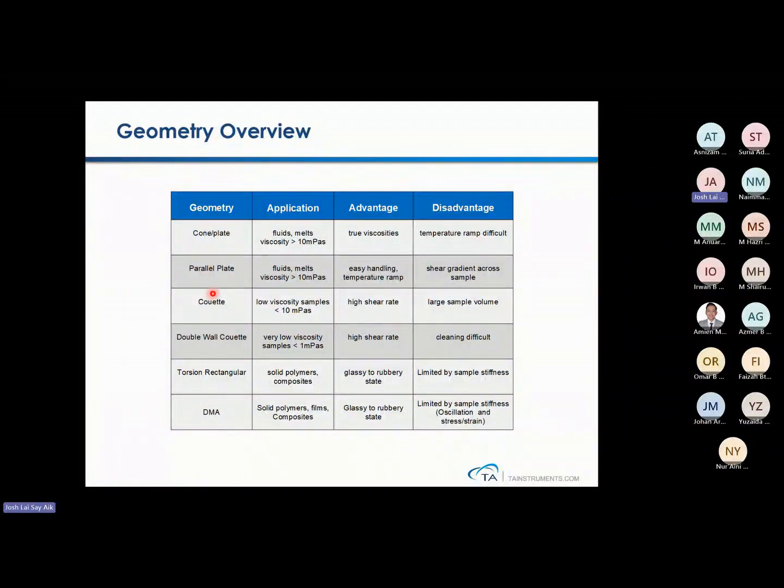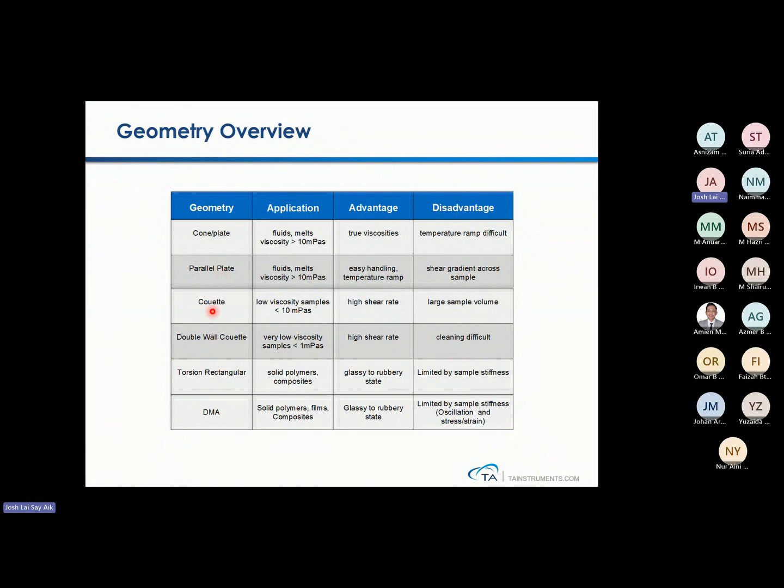For parallel plate, similarly, you can measure fluids and melt viscosity more than 10 millipascal seconds, but with easy handling. Because you can change the sample gap to accommodate your particle size, and you can do temperature ramp. But you are going to have a shear gradient, as I mentioned, so you need to be very careful in trimming, especially when dealing with the parallel plate.